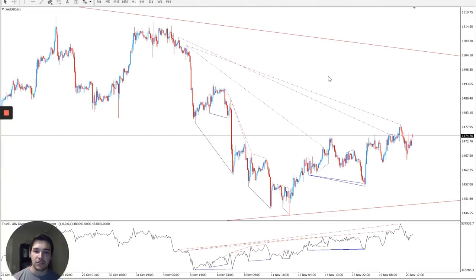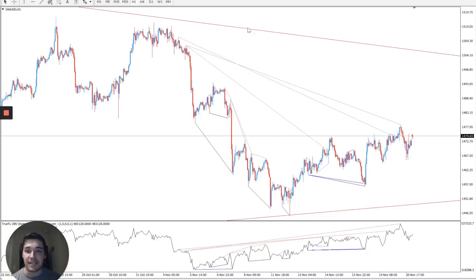So divergence goes like this. Let's say you're in an uptrend and you see divergence, then you place a sell. That's it. If you're in a downtrend and you see divergence, you place a buy. That's it. So uptrend, divergence, sell; downtrend, divergence, buy.